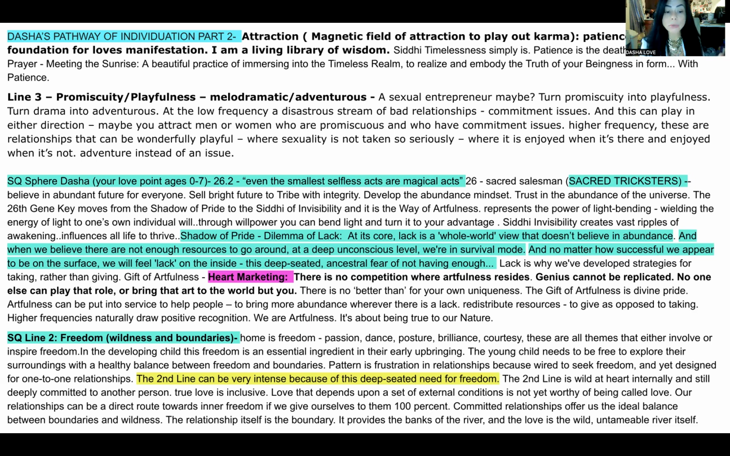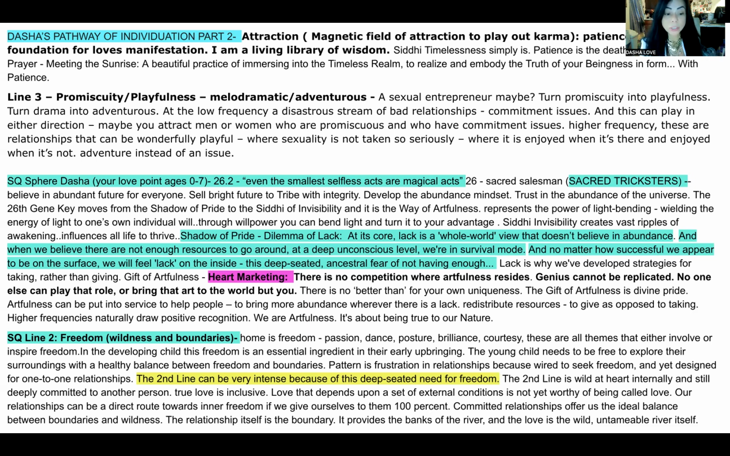Artfulness can be put into service to help others, to bring more abundance wherever there is lack, right? So this is all about redistribution of resources, to give as opposed to the taking. And then the higher frequencies, it naturally draws positive recognition, right? Because we are artfulness. It's about being true to our own nature.